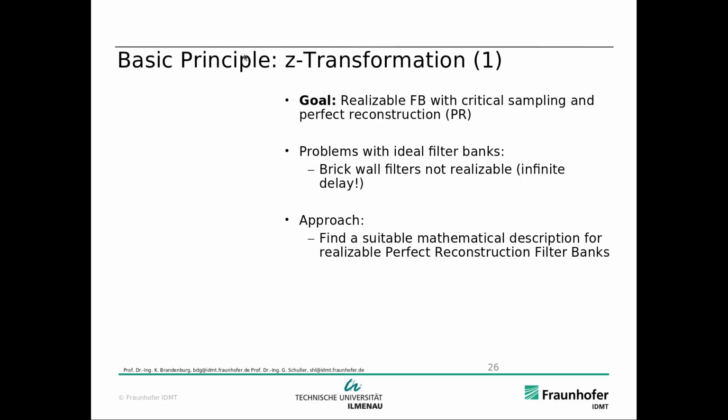So an important tool to reach our goal is the so-called Z-transform. Basically, you should all be familiar with the Z-transform. The goal here is to have realizable filter banks with critical sampling and perfect reconstruction. The problem with ideal filter banks is that brick wall filters are not realizable, as we just saw. So the approach is to find a suitable mathematical description for realizable perfect reconstruction filter banks.